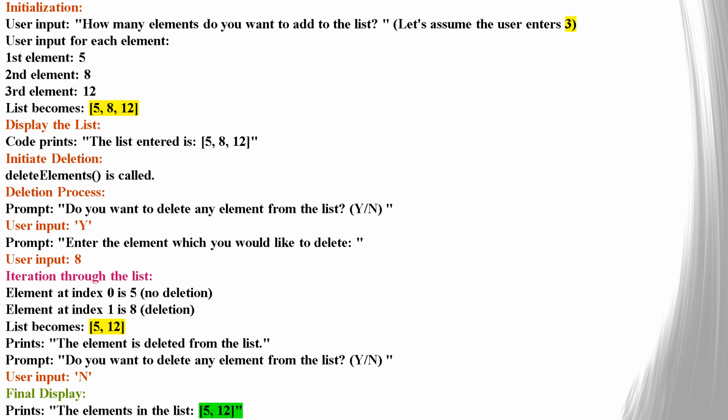Element at index 0 is 5, no deletion. Element at index 1 is 8, deletion. List becomes 5, 12. Prints: the element is deleted from the list. Prompt: do you want to delete any element from the list? Y/n. User input, n. Final display. Prints the elements in the list, 5, 12.